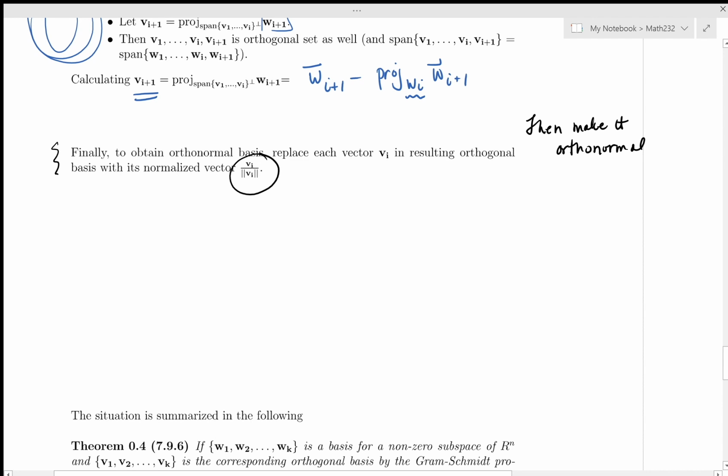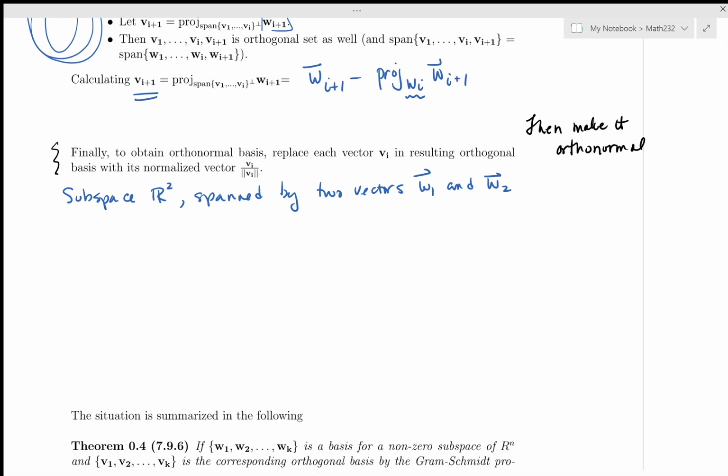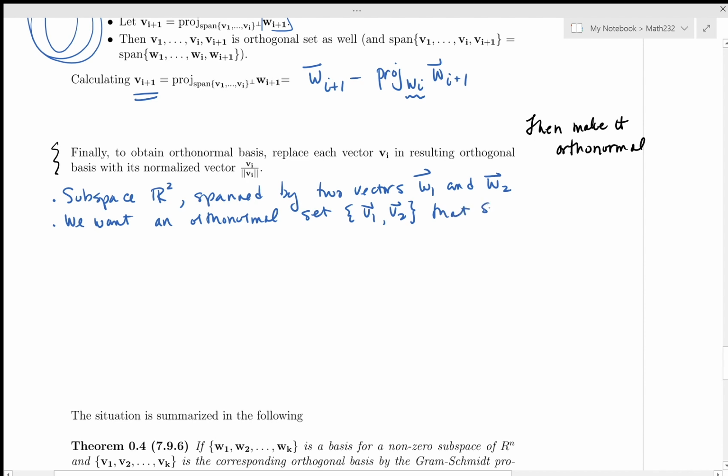Okay, so let us just imagine the subspace R2. We're taking subspace R2, and it's going to be spanned by two vectors, W1 and W2. R2 spanned by W1 and W2. Now what we want to do is get an orthonormal set V1, V2 where the span of W1, W2 is equal to the span of V1, V2.